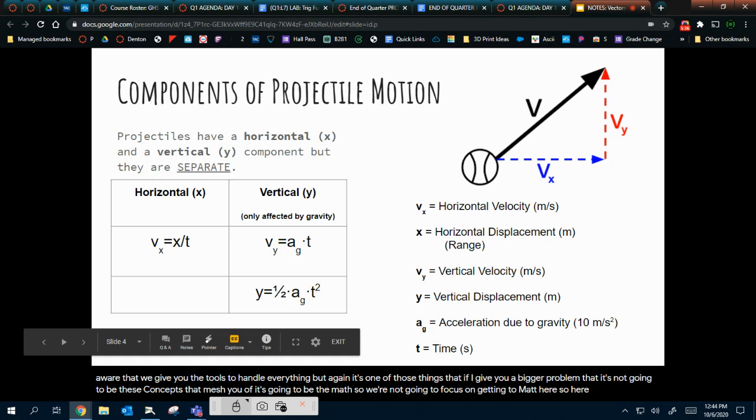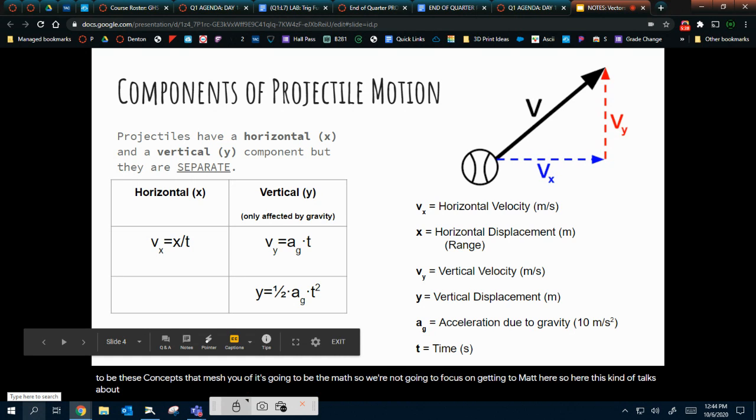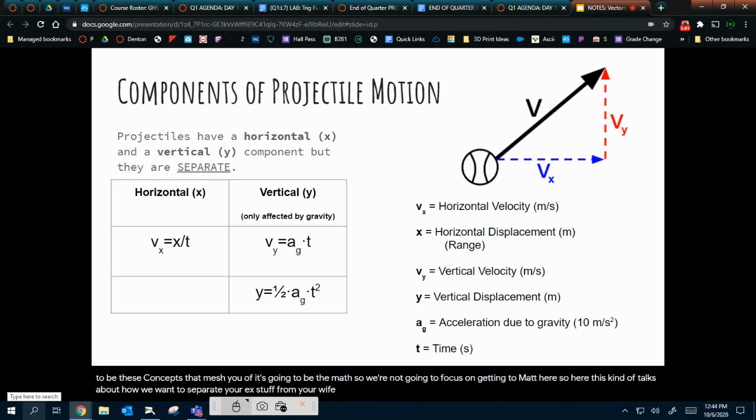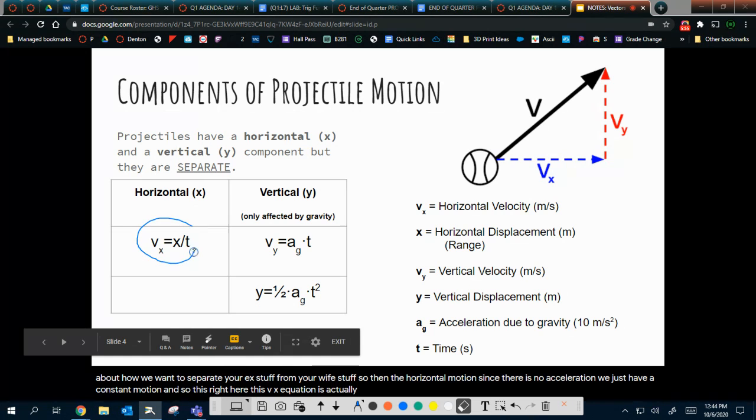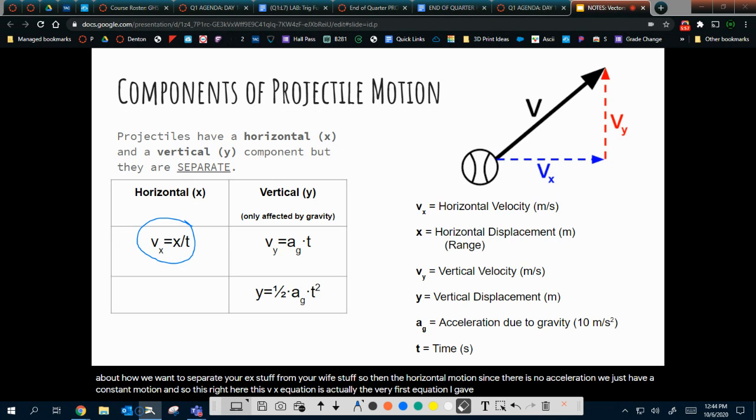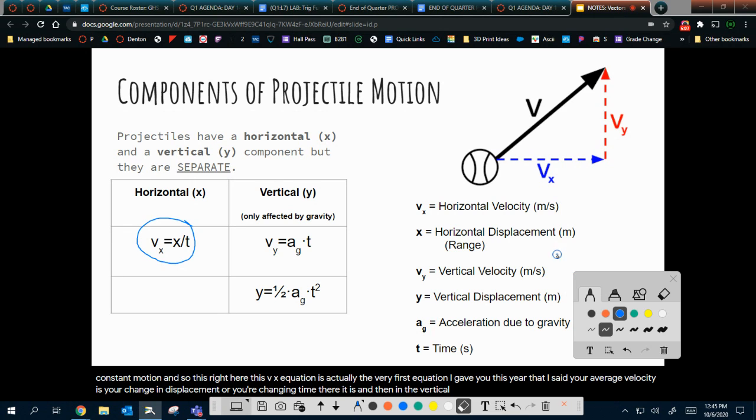So here, this kind of talks about how we want to separate your X stuff from your Y stuff. In the horizontal motion, since there is no acceleration, we just have constant motion. And so this right here, this Vx equation, is actually the very first equation I gave you this year, where I said your average velocity is your change in displacement over your change in time. There it is. And then in the vertical direction, we end up with a couple more equations.